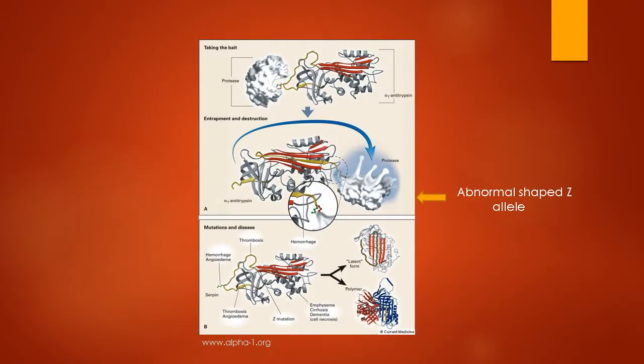This slide illustrates the Z allele, the abnormally shaped protein, which in its shape inhibits the escape through the membranes of the liver, causing an accumulation in that organ, which then causes the destruction of the liver.